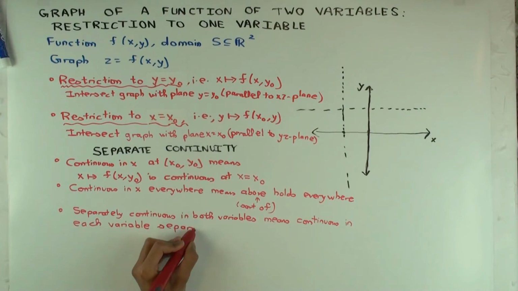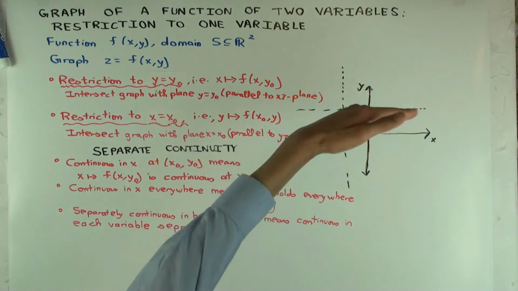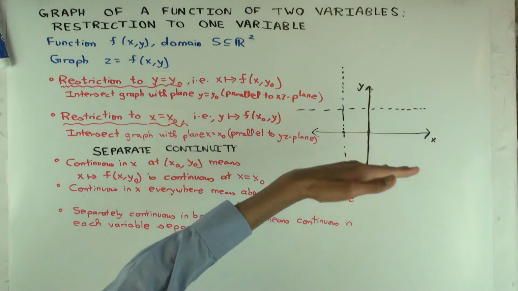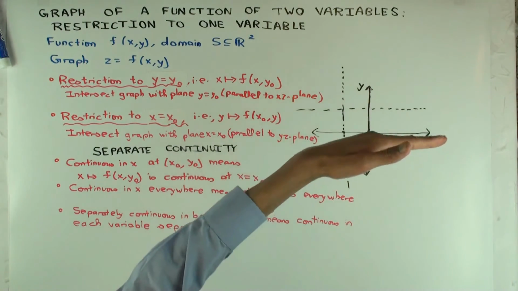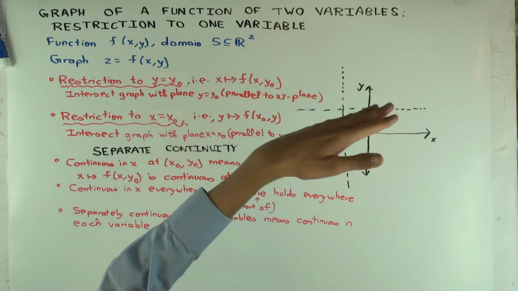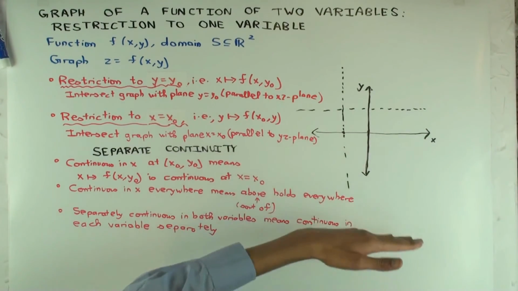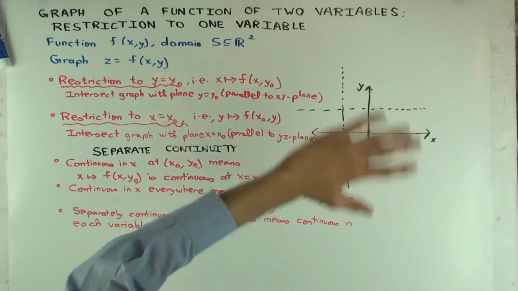Now what I want to talk about is how this interacts with the graph pictures. So what would it mean to say it's continuous in x everywhere, pictorially in terms of the graph? Well, it would mean that for each of these intersections you get by planes of the form y equals y naught, the graph you get with that intersection is the graph of a continuous function, right? So each of these slices gives you a continuous picture, but the overall picture need not be continuous.